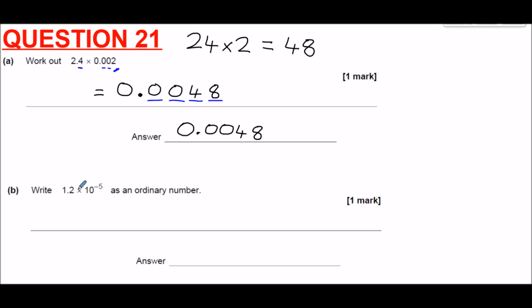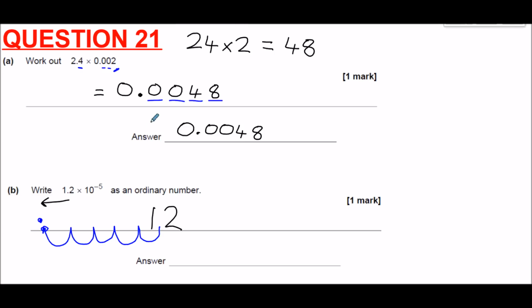Part B, write 1.2 times 10 to the power minus 5 as an ordinary number. So this is a number written in standard form. And in standard form, the most important thing is the power of 10. The power of 10 essentially tells us how the decimal is going to move. Because the power of 10 is minus, it means the decimal is going to move to the left 5 digits. So if the decimal was between the 1 and the 2, it's now going to go over the 1, over another number, 3, 4, 5, and we'll land here.